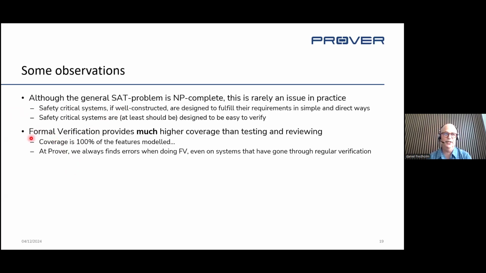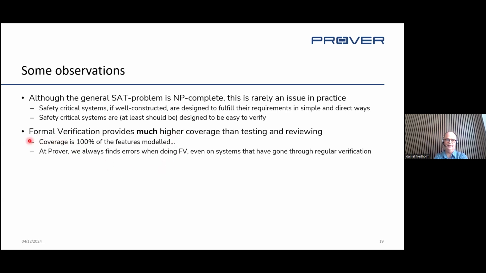And then I would like to stress that formal verification does provide much higher coverage than testing and reviewing. I mean, we know that in theory, but this is actually true in practice as well. Because, as we all know, coverage is 100% of the features that you actually have modeled. That's important to remember: whatever you have chosen to abstract away or forget in your modeling stage will not be covered, of course.